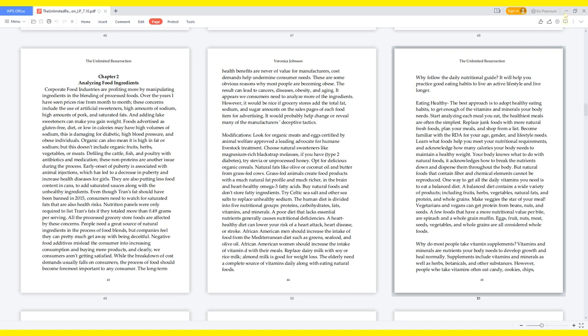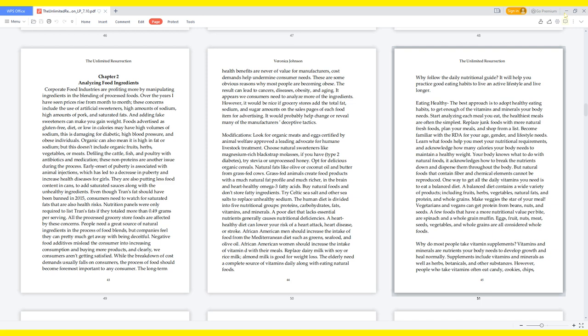The human diet is divided into 5 nutritional groups: proteins, carbohydrates, fats, vitamins, and minerals. A poor diet that lacks essential nutrients generally causes nutritional deficiencies. A heart-healthy diet can lower your risk of a heart attack, heart disease, or stroke. African American men should increase the intake of food from the Mediterranean diet, such as greens, seafood, and olive oil. African American women should increase the intake of vitamin D with their meals.